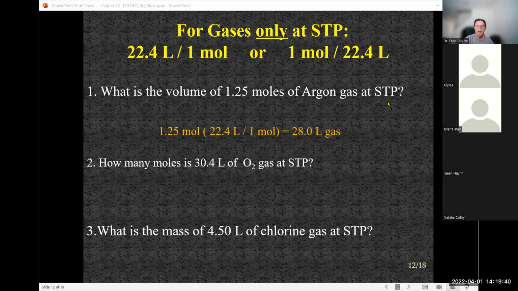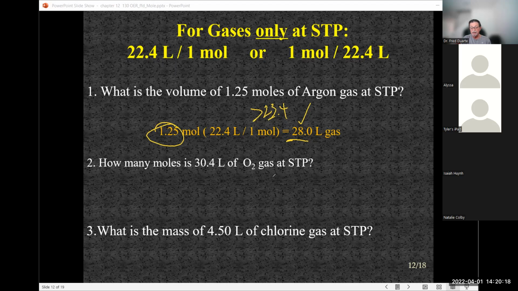So we set that up, and that means that 1.25 moles is equal to 28.0 liters, okay? And then ask yourself the question in all these calculations, does this number make sense? Well, think about it. You were given about 1.25 moles. So it stands to reason that this number is going to be greater than 22.4 liters. And sure enough, you got 28, because you got 1/4 mole more than 1 mole. So that number makes sense.